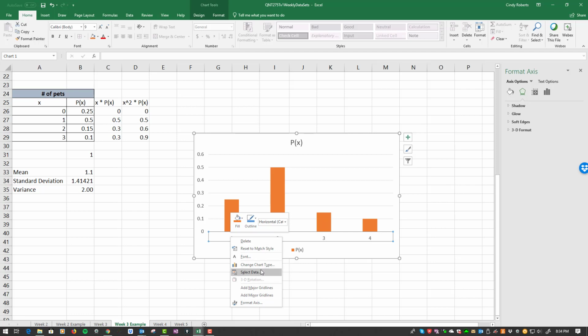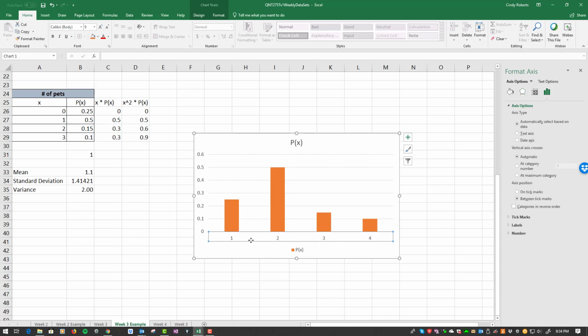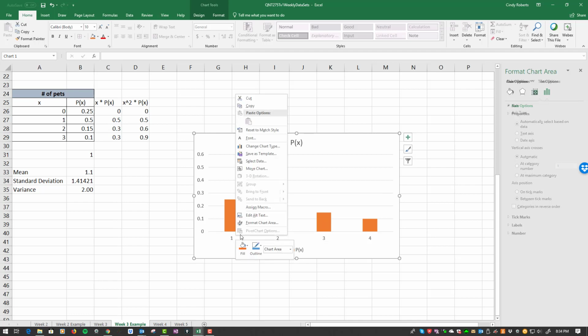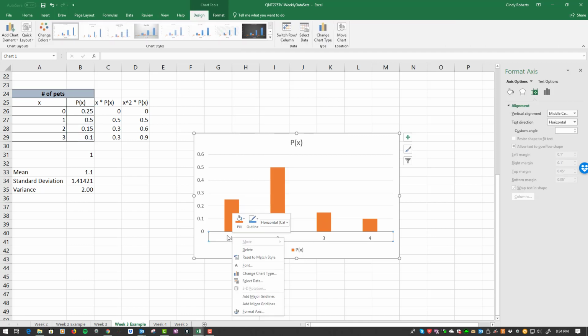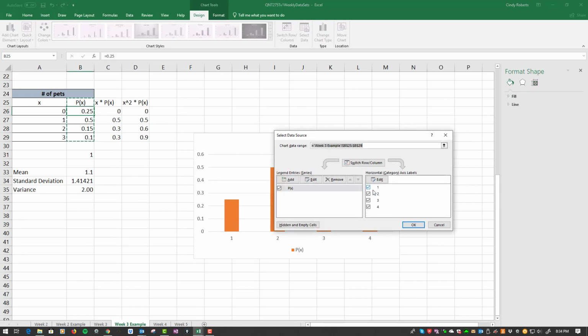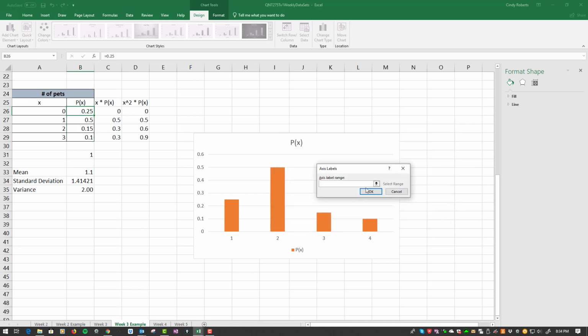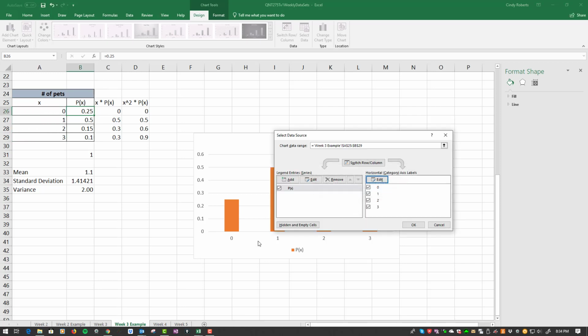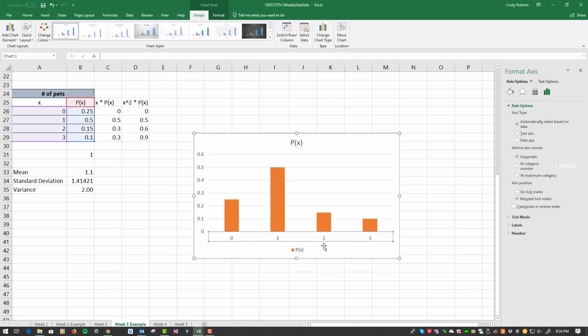And so what I could actually do is go to, let's just do format axis. And I have all kinds of information over here. And I could change these values based on what I see over here. So if I select my data, notice it's doing 1, 2, 3. Well, I want to edit this for my axis to be 0, 1, 2, 3. And now my values match my actual graph. So that's just a little trick.